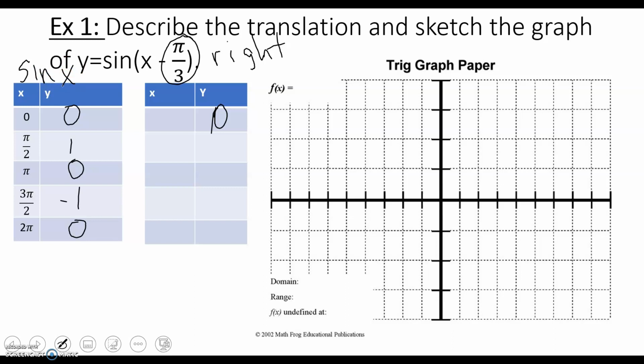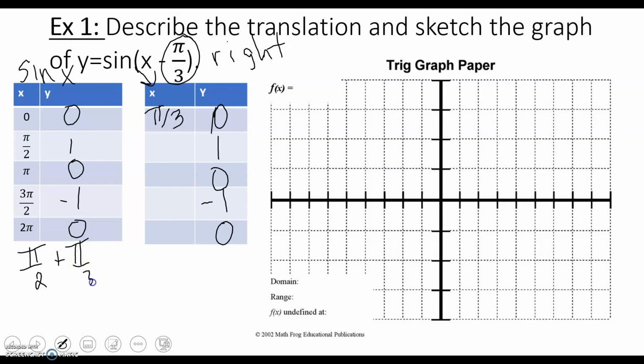Alrighty, now this chart here is going to be for the graph that we're looking for. Alrighty, so all of our y values will stay the same because we're not changing y. But all of our x values will now shift to the right pi over 3 units. So we will add pi over 3 to each of those x's. So 0 plus pi over 3 is pi over 3. We will do pi over 2 plus pi over 3.